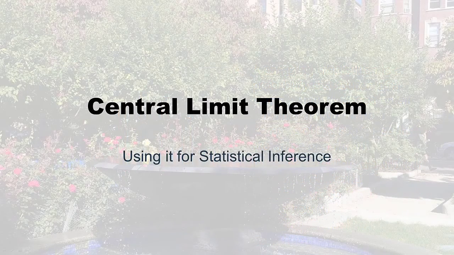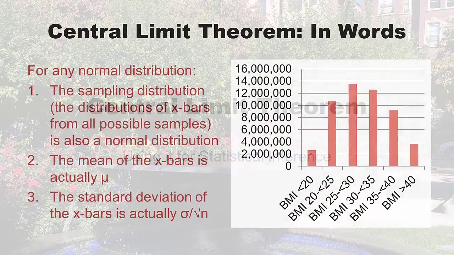Okay, now we're on to the central limit theorem and how it's used for statistical inference. So I'm going to start by explaining it in words, and see that sampling distribution over there. So this is the words around the central limit theorem. It says that for any normal distribution, and remember we're talking about a normal distribution here, the sampling distribution, meaning the distribution of the X bars from all possible samples like we just talked about, is a normal distribution, meaning it's not skewed, it's not bimodal, whatever. It looks kind of like what is on the slide.